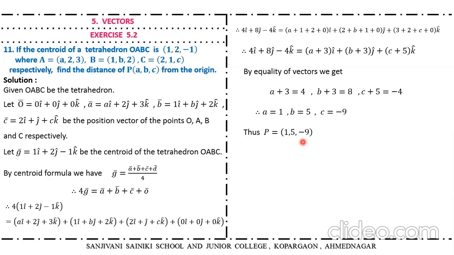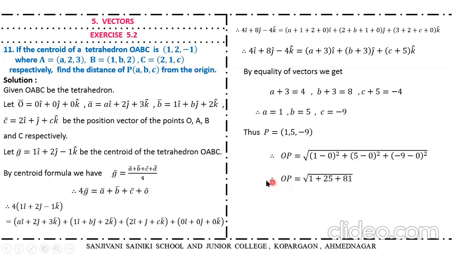And now we want to find the distance of this point P from the origin, that means the distance OP. OP is equal to the square root of (x2 minus x1) squared plus (y2 minus y1) squared plus (z2 minus z1) squared. So (1 minus 0) squared plus (5 minus 0) squared plus (minus 9 minus 0) squared. So we get OP is equal to the square root of 1 plus 25 plus 81, which is the square root of 107. So the distance of the point P from the origin is the square root of 107.